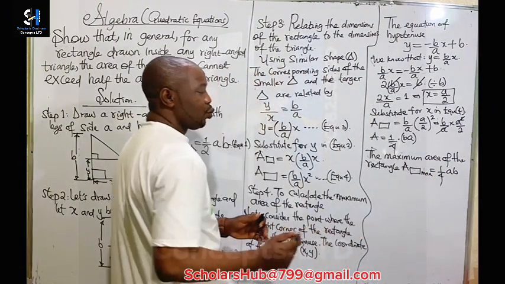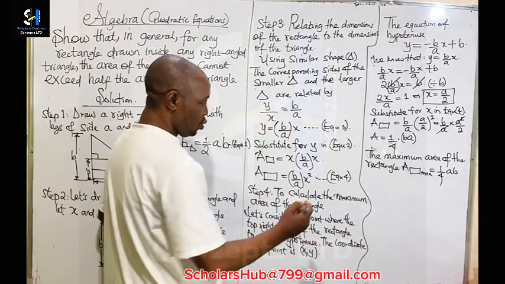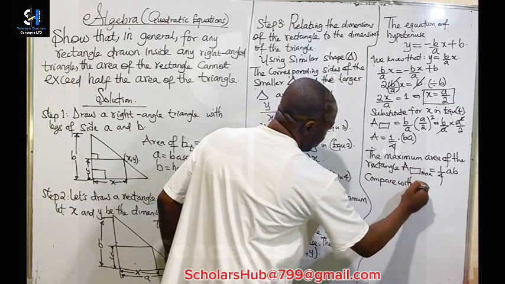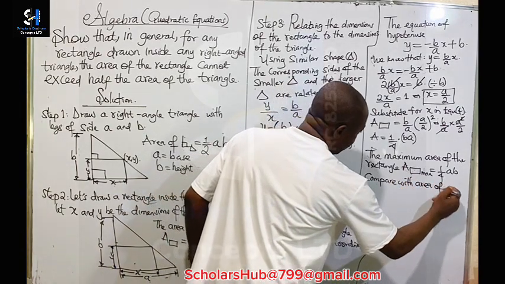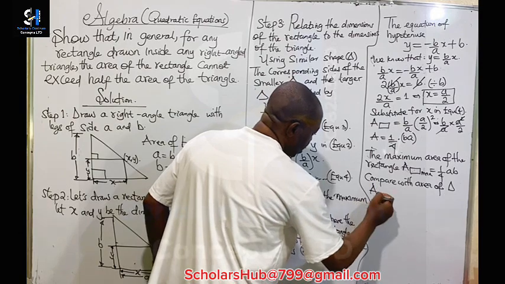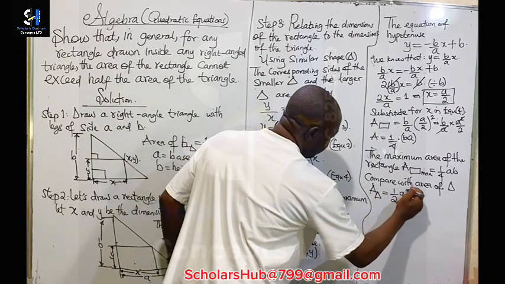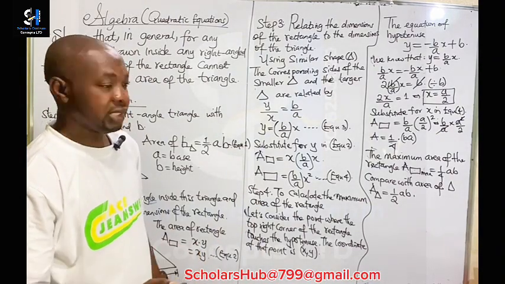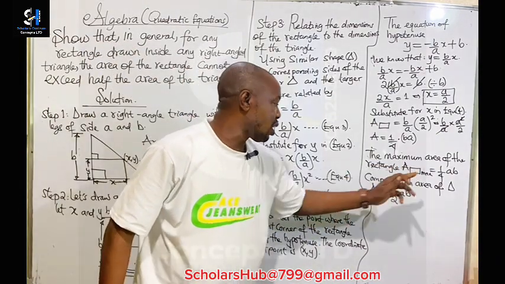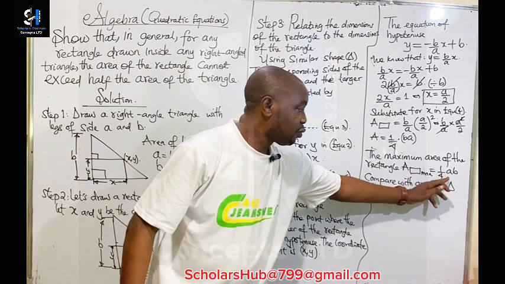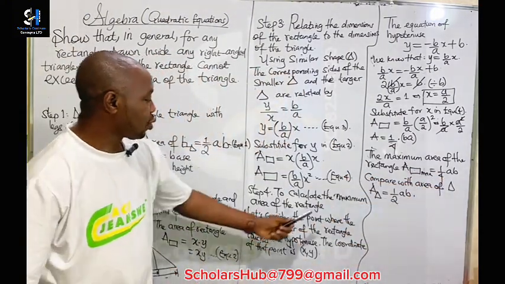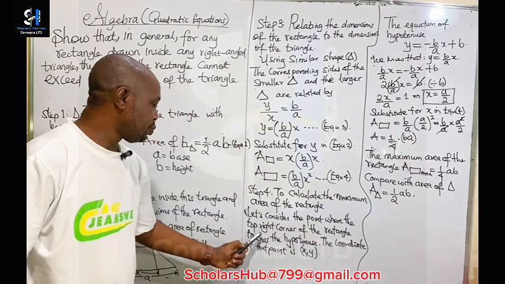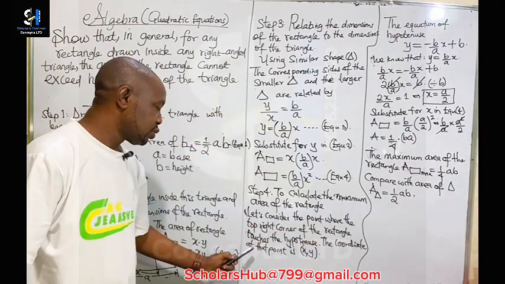So when compared with the area of the triangle, we know that the area of the triangle is half of AB. Am I right? That is base times height. Then here we have the maximum area of the rectangle to be 1/4 AB. Remember I said to calculate the maximum area of the rectangle, let's consider the point where the top right corner of the rectangle touches the hypotenuse.